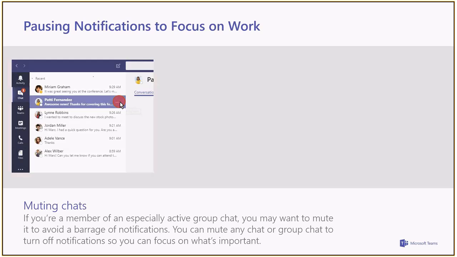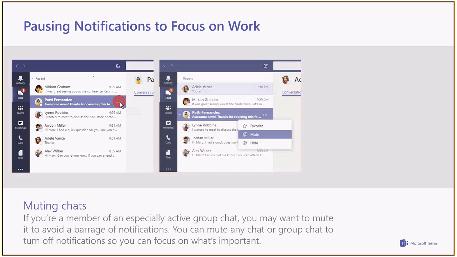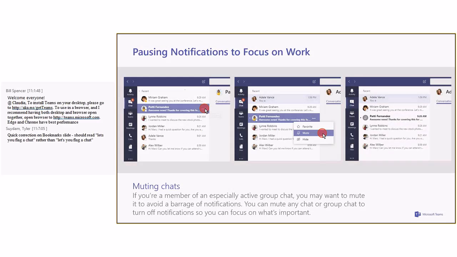So I can come in and again hit that menu and select mute. As you'll see, the profile picture is updated, with a little bell with a line through it, indicating that it's not providing notifications anymore. Then you can continue working as you normally would, and if you want to, you can come back later and unmute it again.